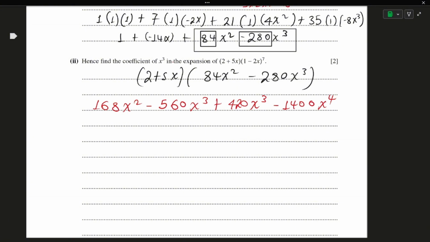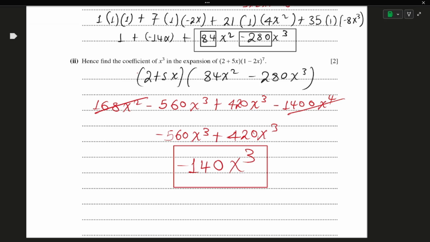It's not important. We are not asked to find the power of 4. We are asked to find the power of 3. So we don't want this one, we don't want this one, and also we don't want this one. We only want these. Therefore, minus 560x cubed plus 420x cubed. Now, when we add both these numbers, we get negative 140x cubed. We are only asked to find the coefficient, therefore we don't have to write the x cubed. So the coefficient of x cubed is minus 140. Okay, that's the answer. Thank you.